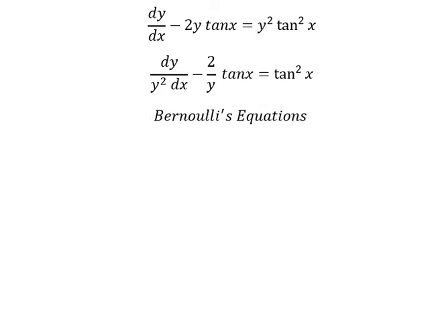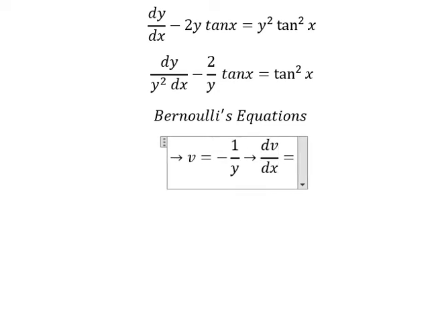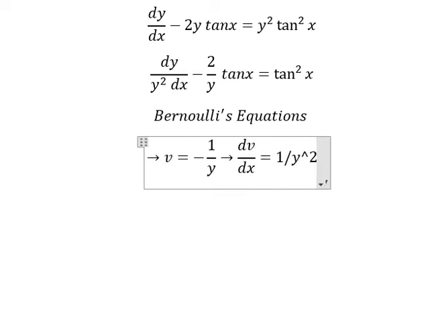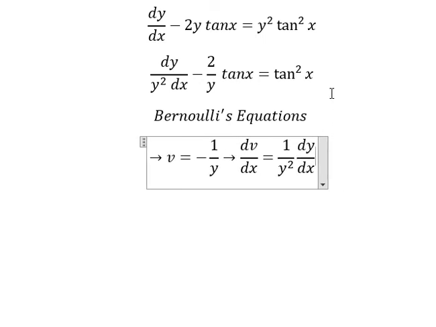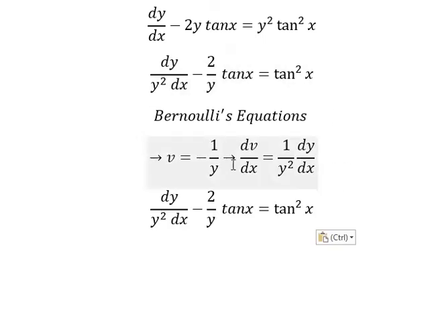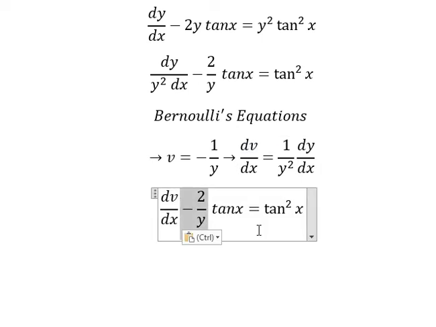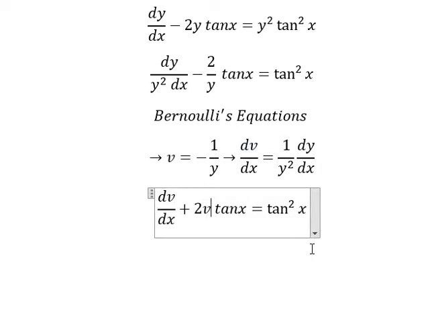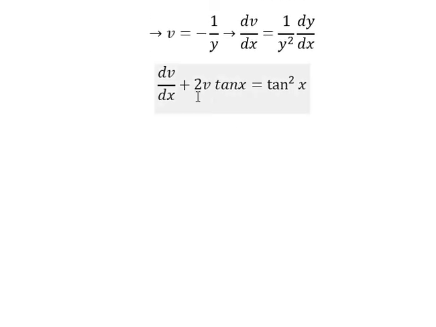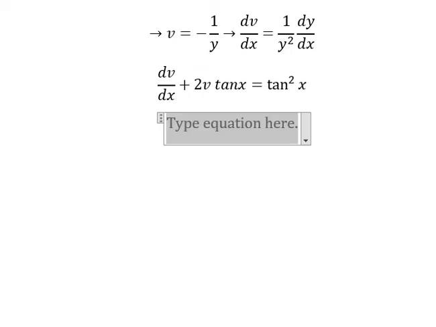So I will put v equal to negative 1 over y. So if we do the first derivative for both sides, we have positive 1 over y squared dy over dx. This one we change by this one, and this one we change by 2v. So we have v and the first derivative of v, that is about a linear differential equation.